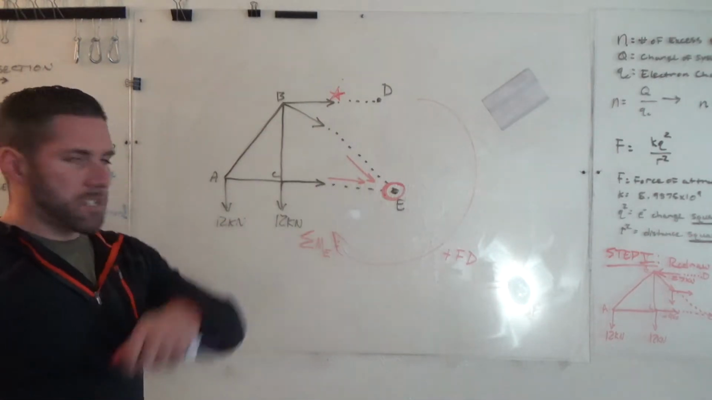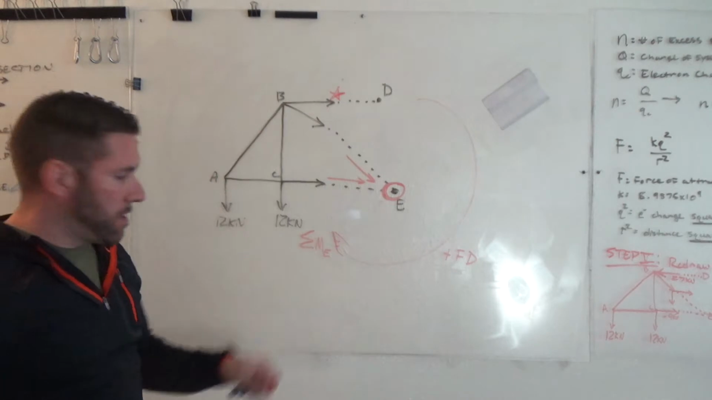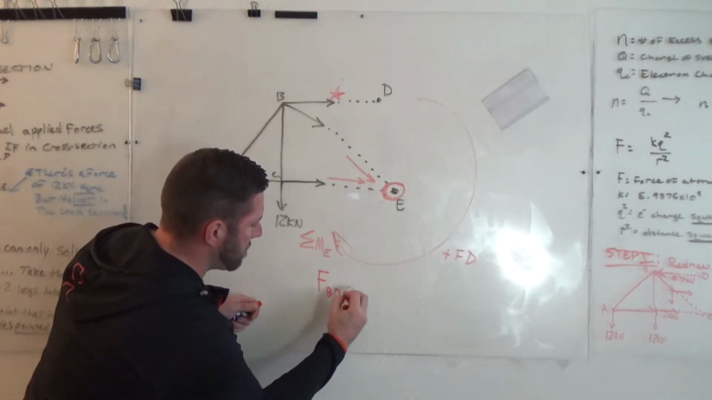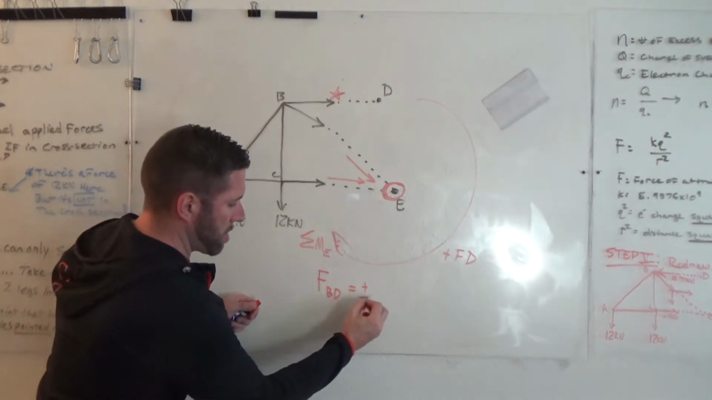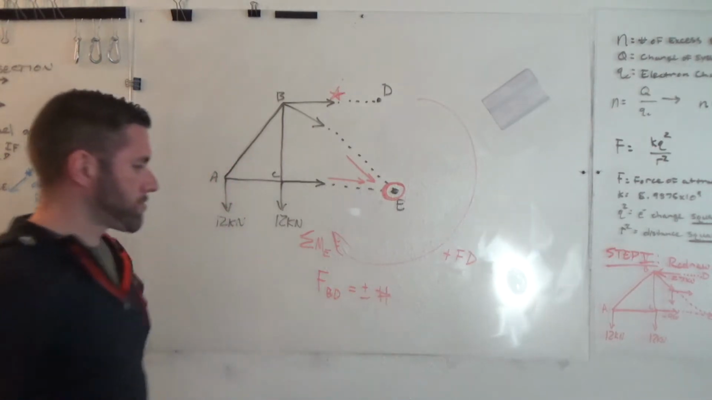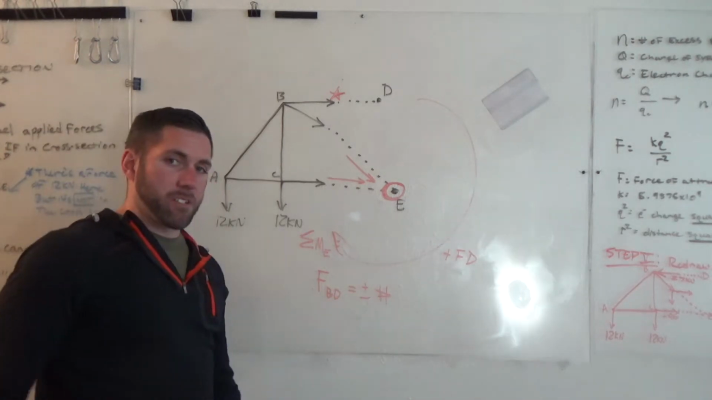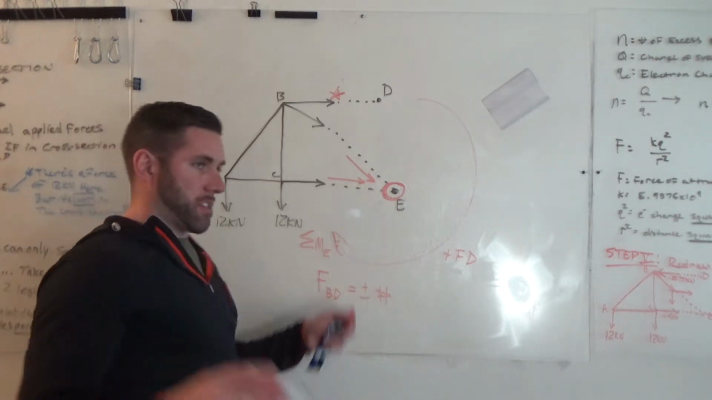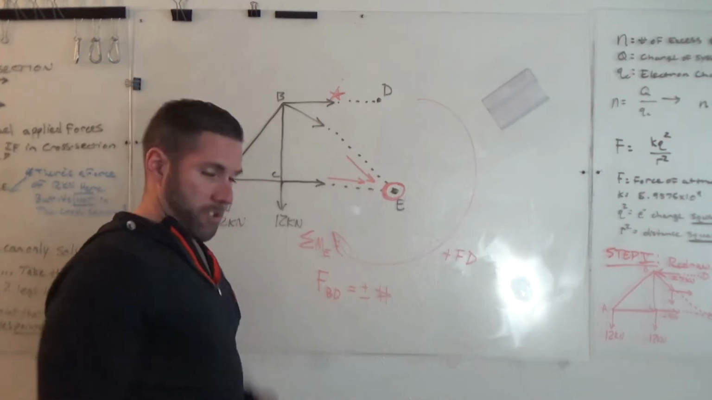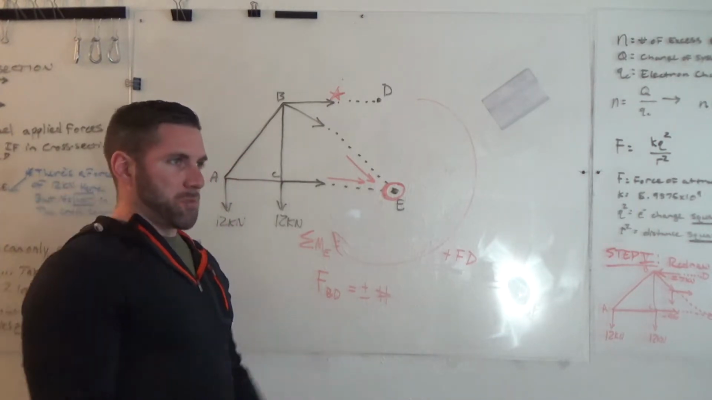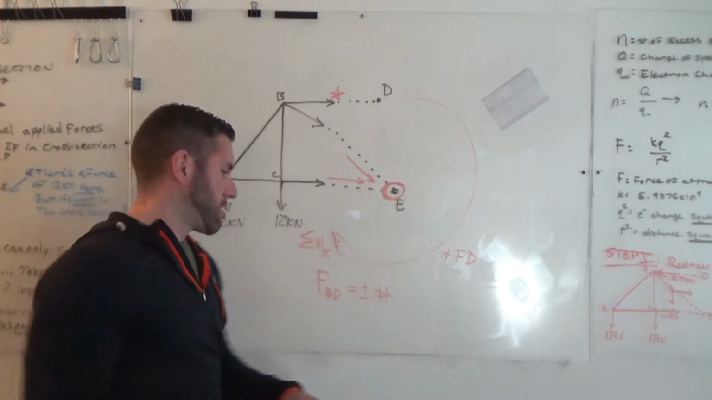Once you take the moment at E, you now have BD right there. So now the moment at E is done. What it's going to look like is F BD equals some number, either positive or negative. If it's positive, it is under tension. Everything is theoretically under tension because that's what the teacher said. Assume it's under tension.